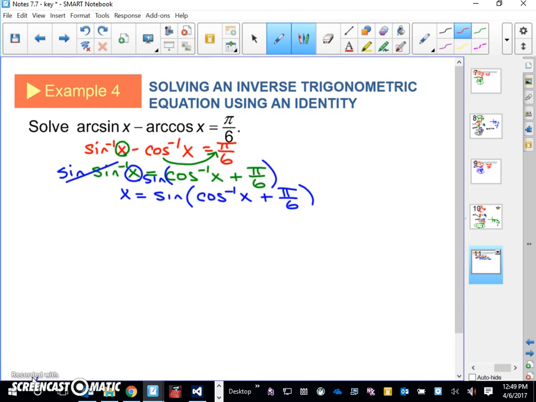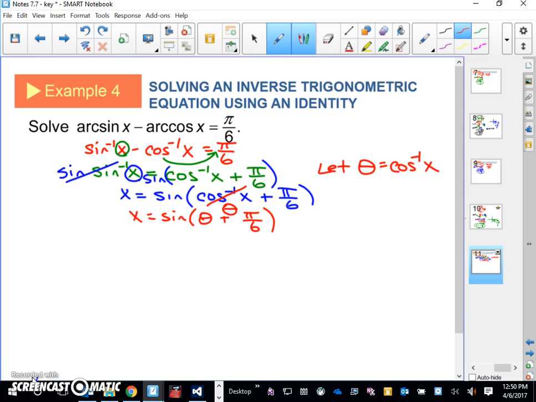Now, I think what makes you understand this problem a little bit more is if you understand that this is an angle. So I'm going to call it theta, so it looks more like an angle. I've got x equals sine of theta plus pi over 6. What we did was kind of a substitution. We let theta equal inverse cosine of x. If you can understand that that inverse trig function is an angle, I think it's a lot more obvious what you're going to use next.